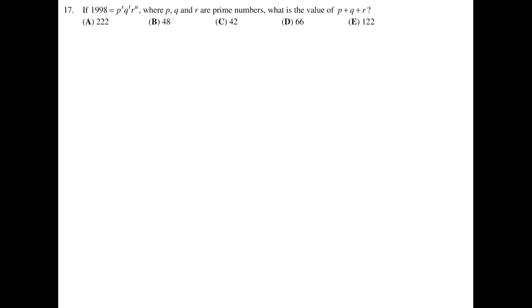If 1998 is equal to P to the power of S, Q to the power of 2, and R to the power of U, where P, Q, and R are prime numbers, what is the value of P plus Q plus R? So we have 1998, and that is equal to P to the power of S times Q to the power of T times R to the power of U.